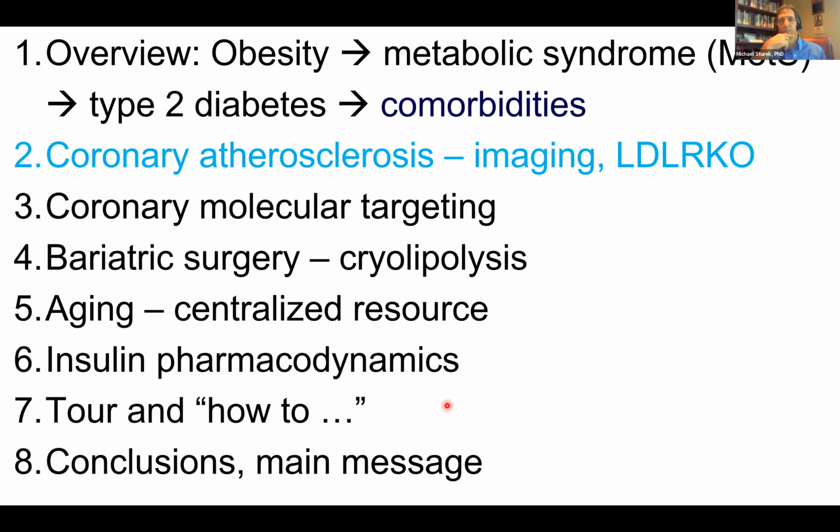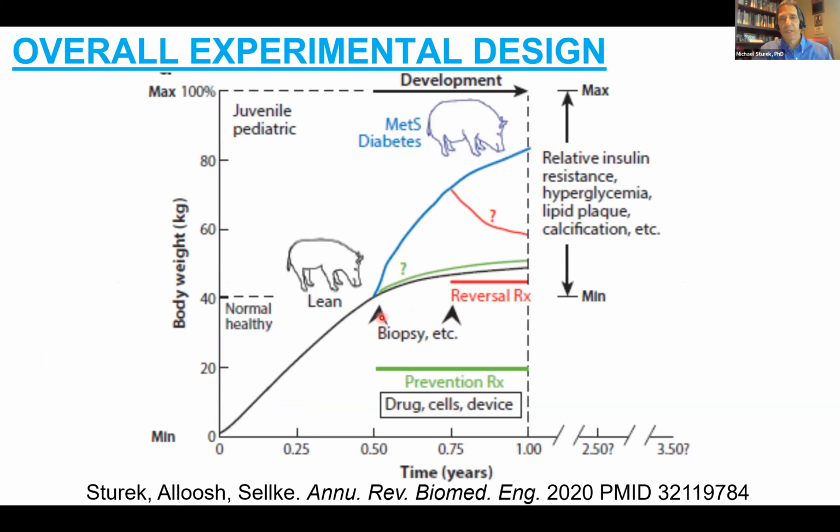So now I'm going to give you some information here about different uses of the Ossabaw miniature pig. And so coronary atherosclerosis first, because that's what we do most. And I want to show this overall experimental design as a kind of template for doing these studies. And this figure is out of our review article in Annual Review of Biomedical Engineering. And so if you have a lean pig, this is basically the sort of growth curve of that pig over time. And I will say that, let me back up.